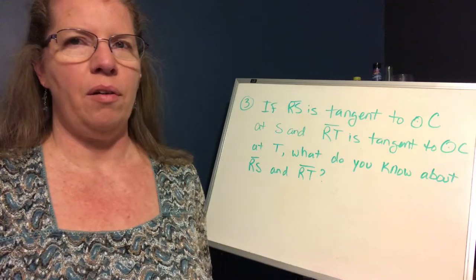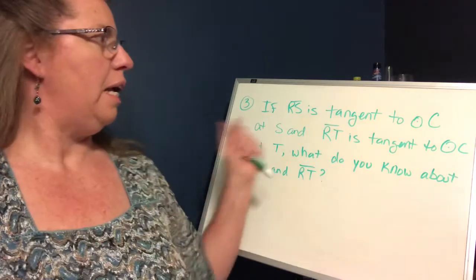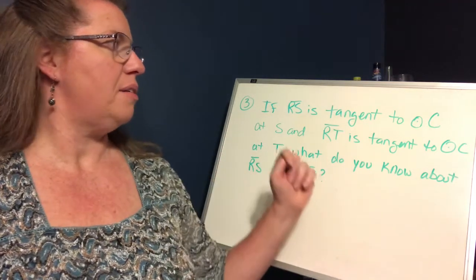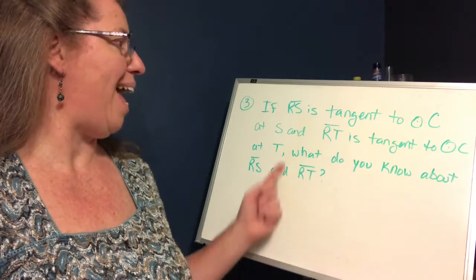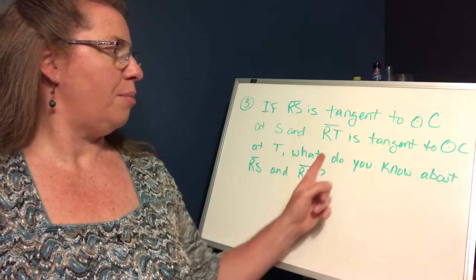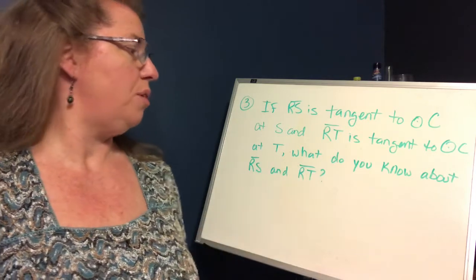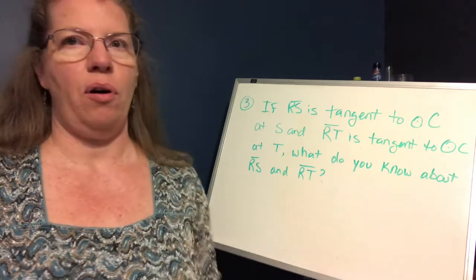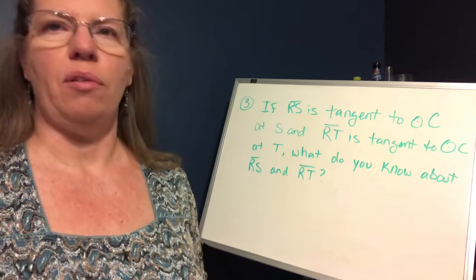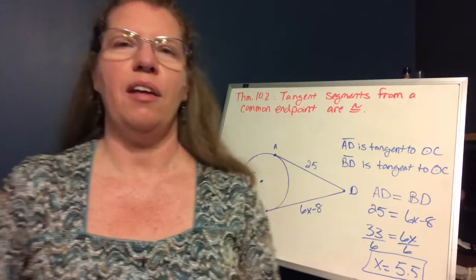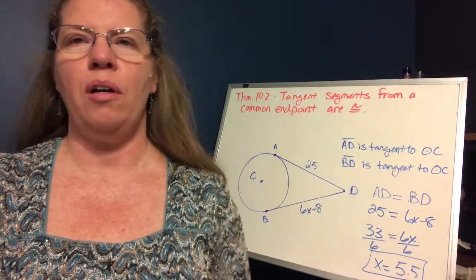Okay, here's question number 3. Again, write this down and turn it in at the end. If segment RS is tangent to circle C at point S, and segment RT is tangent to circle C at point T, what do you know about RS and RT? Give me an answer.